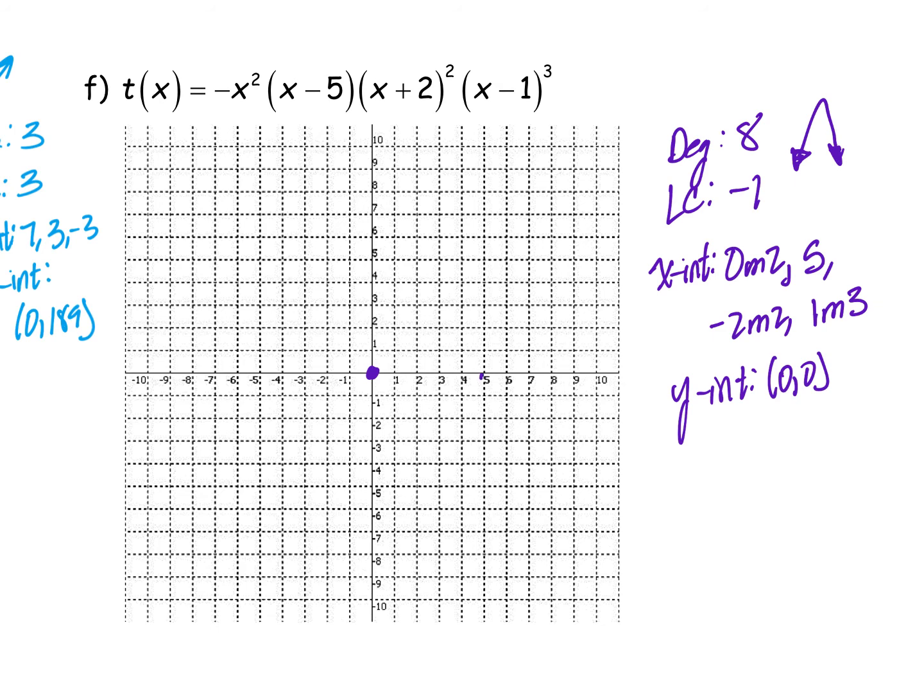0, 5, 1, oh, -2. So it's going to touch, touch, cross, cross. Okay. Touch. Touch. Flatten out. Go through. Okay.